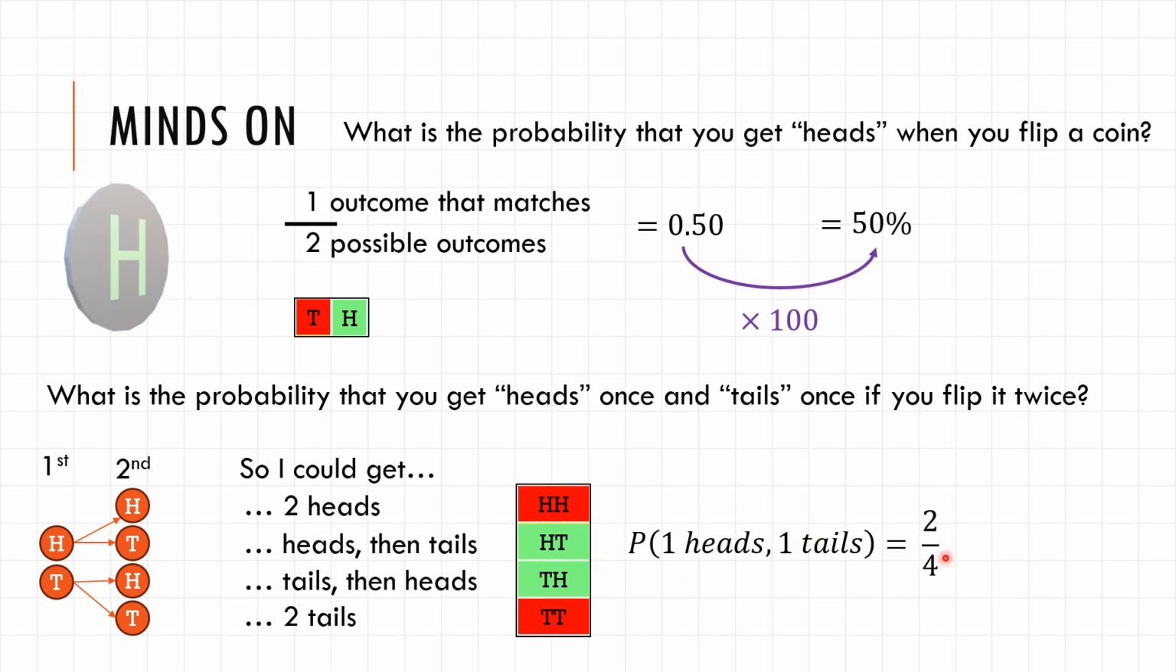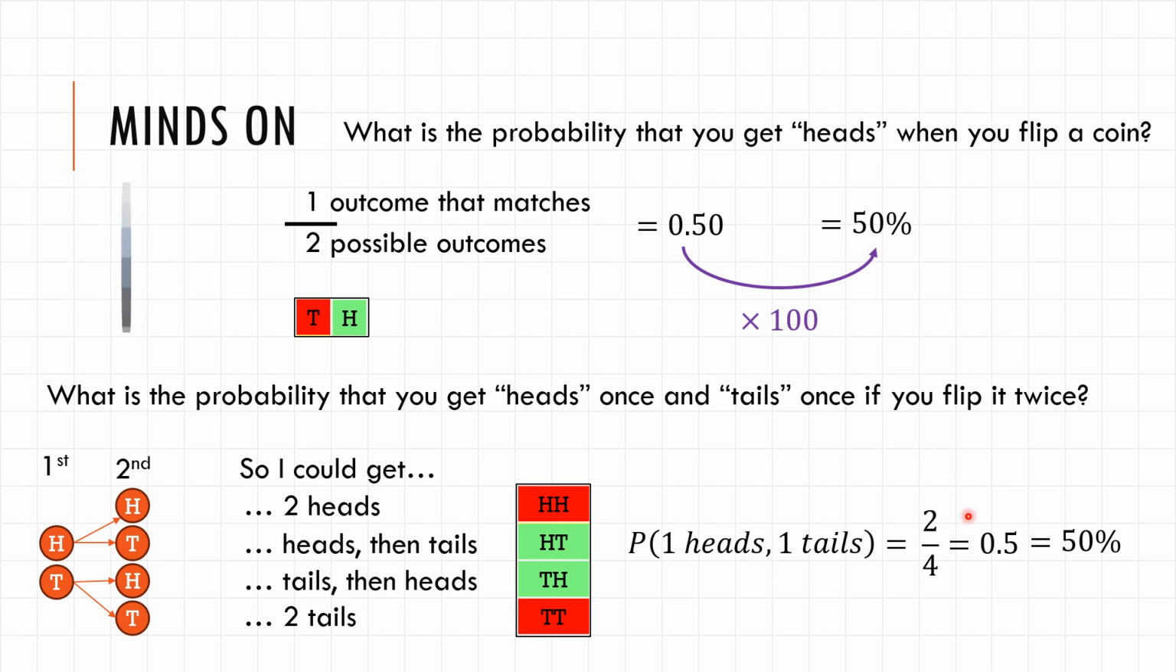And that reduces to, if I do 2 divided by 4, 0.5, which is the same as multiplying by 100, 50%. So there's a 50% chance that you get 1 heads and 1 tails if you flip this coin 2 times. Now you notice that the answer in both of these was 50%.